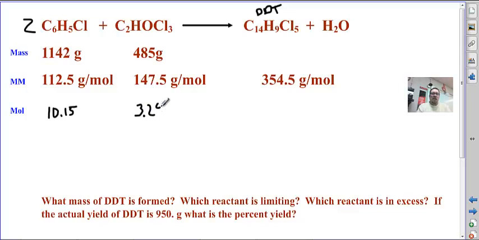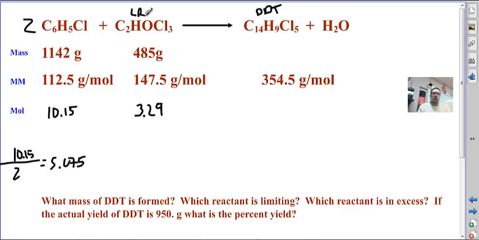On my glance, and sometimes you can do this, it sure does look like the chloral is the limiting reactant, but again, it's a 2-to-1 ratio. So really what I should do, as instructed in our last video, is divide each of them by their coefficient. Well, 3.29 divided by 1 is 3.29, and 10.15 divided by 2 is going to be, call it 5.075. So all that does is confirm for us that this is my limiting reactant.